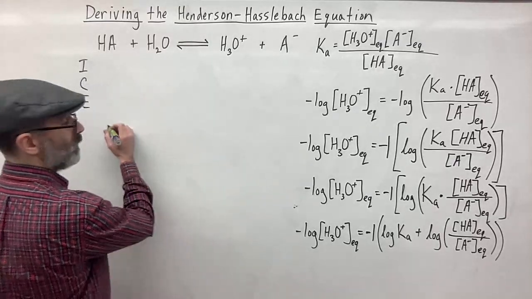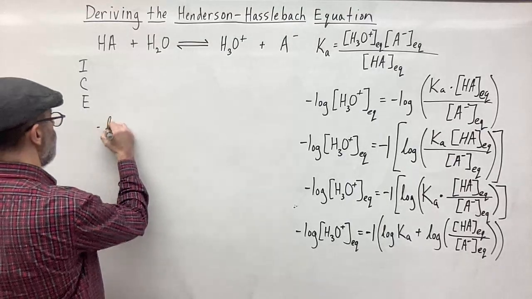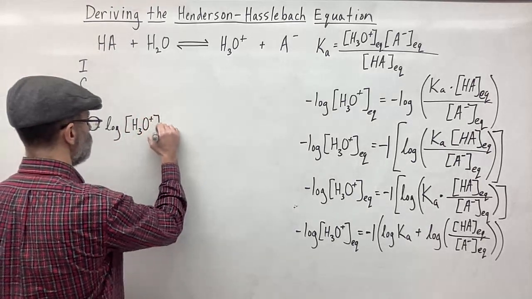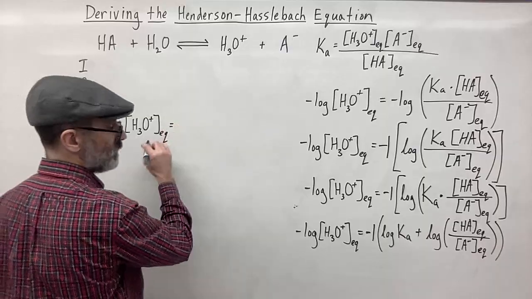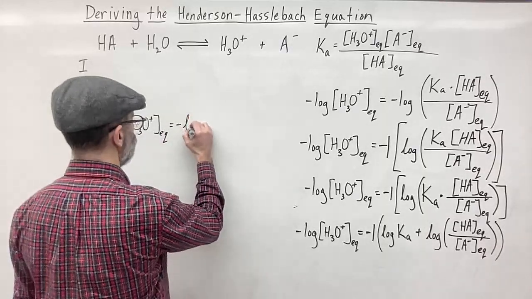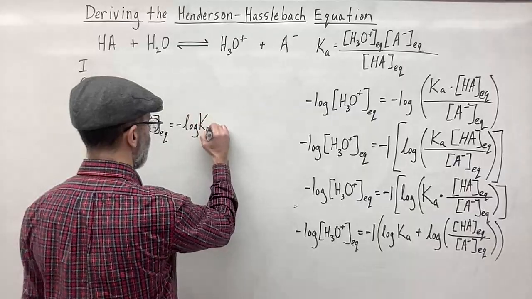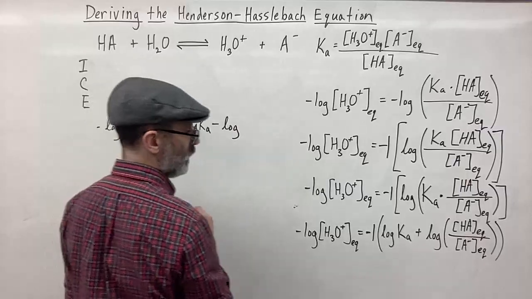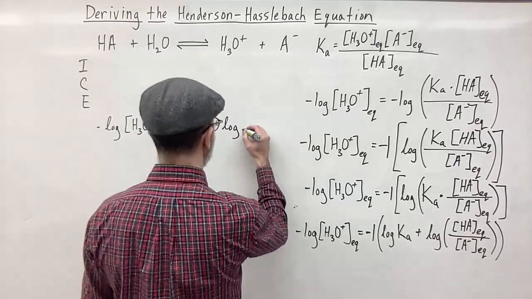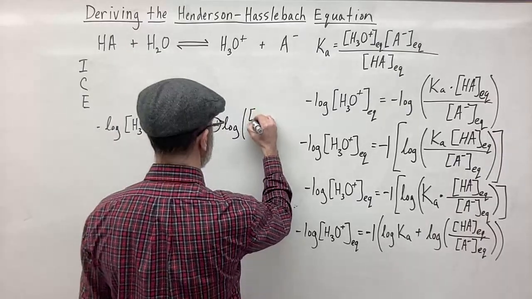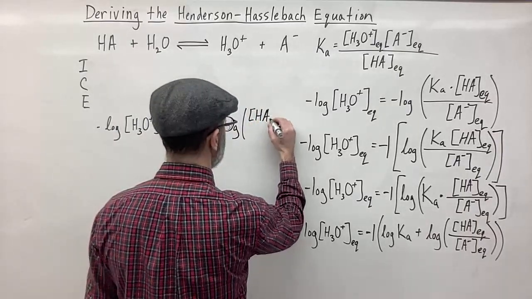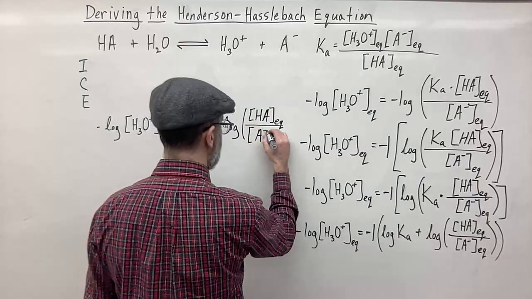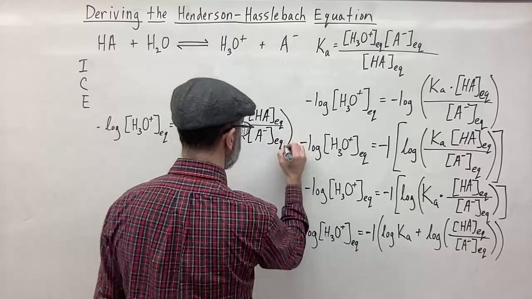Okay, so now I'm going to come over here. Now we have the negative log of the H3O plus concentration at equilibrium is equal to the negative log of the Ka value minus the log of the concentration of HA at equilibrium over the concentration of A minus at equilibrium.